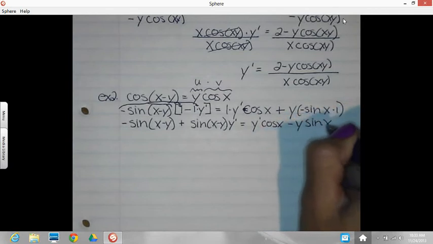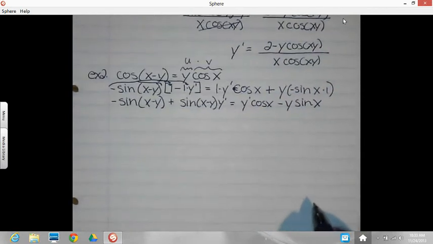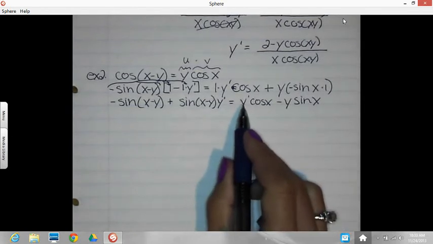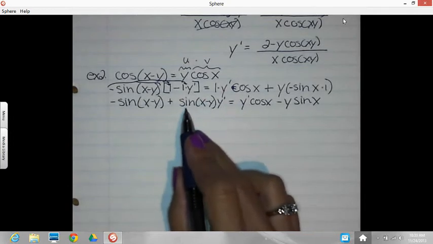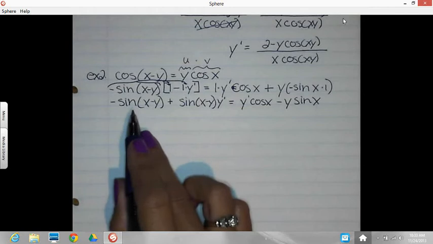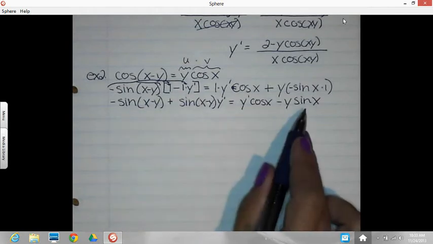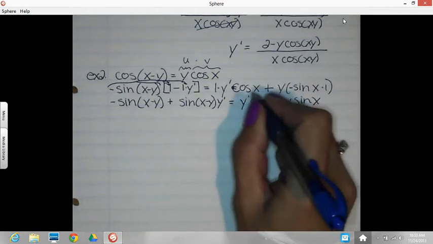Okay. Now I have to get my y primes on one side, isolate them before I can factor. So I'm going to bring this y prime term over to the left. This one doesn't have a y prime term, so I'm going to kick that to the right, all at the same time. So I'm going to subtract this basket, bring it over here.